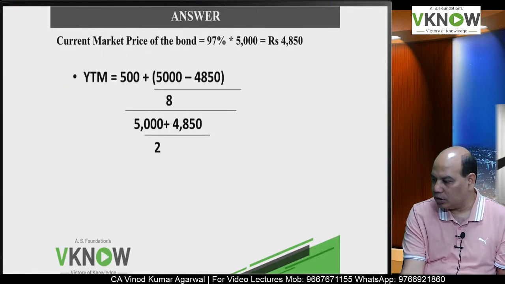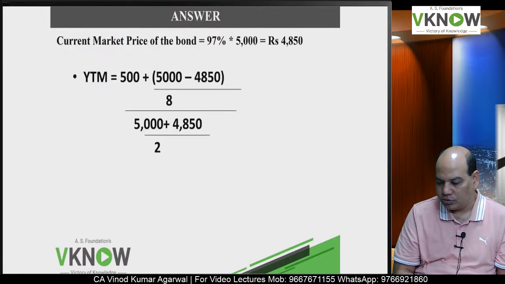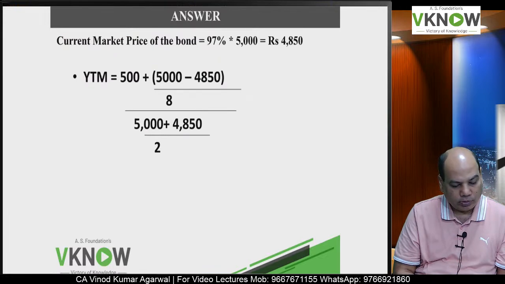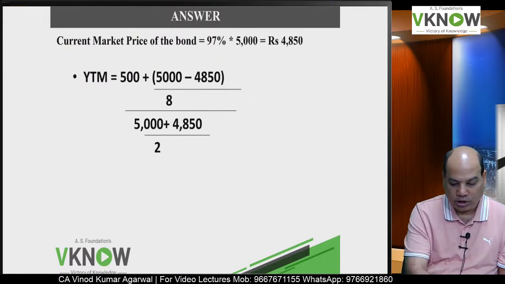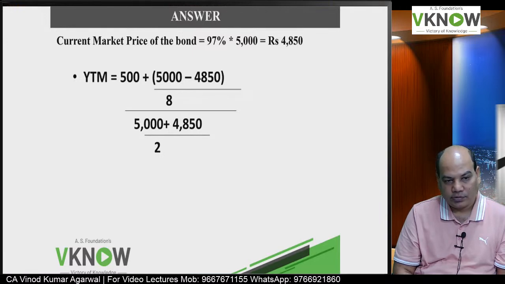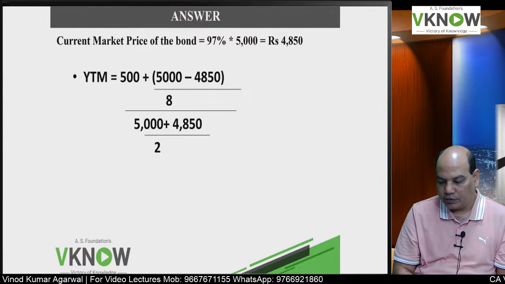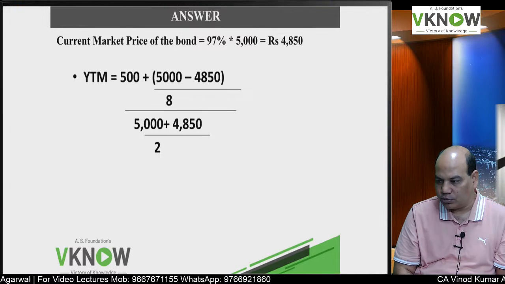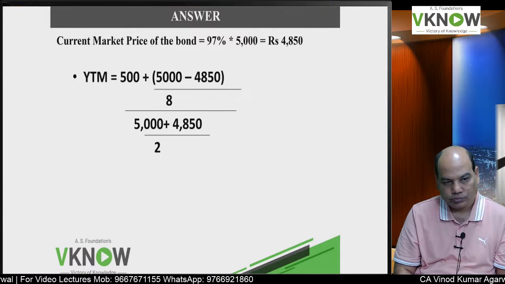After writing the formula, put the values. What will be your coupon? 5,000 into 10%, 500 plus in bracket 5,000 minus 4850, divided by 8, upon 5,000 plus 4850 divided by 2.